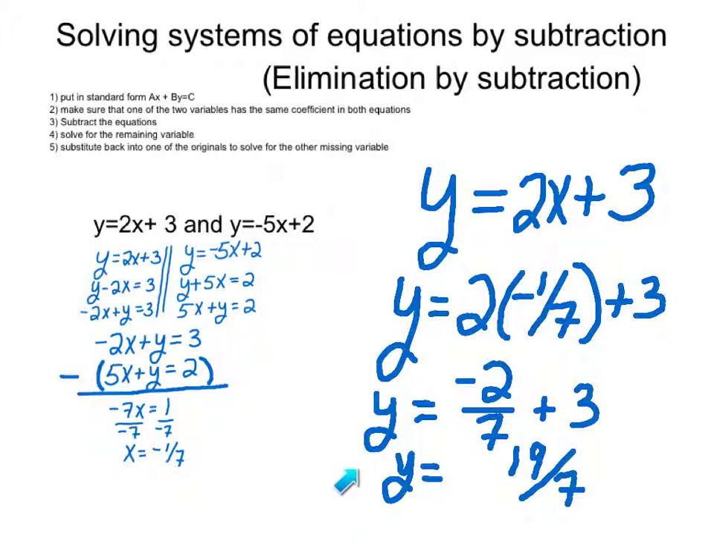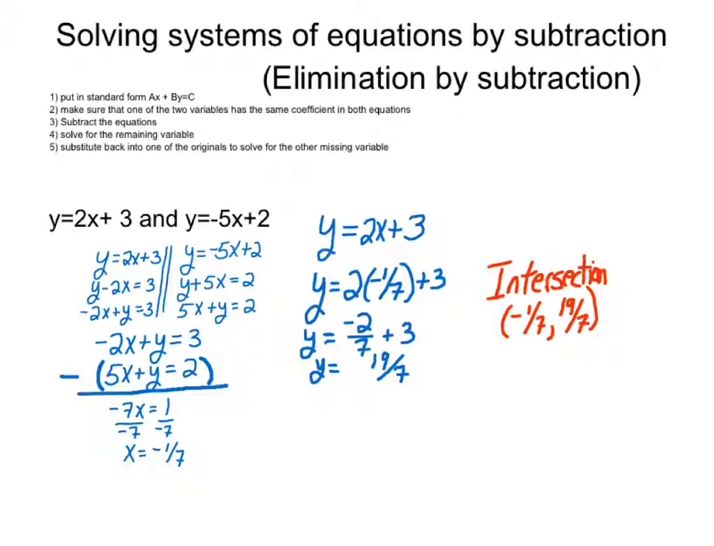Please pause the video and copy this into your notes. By the way, if you choose to, you can do this in decimals rather than just using fractions. So the final answer is the intersection point of y equals 2x plus 3 and y equals negative 5x plus 2 is negative 1/7, 19/7.